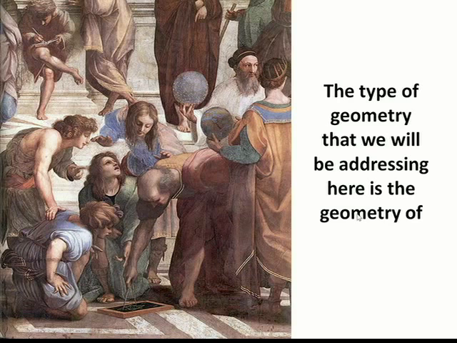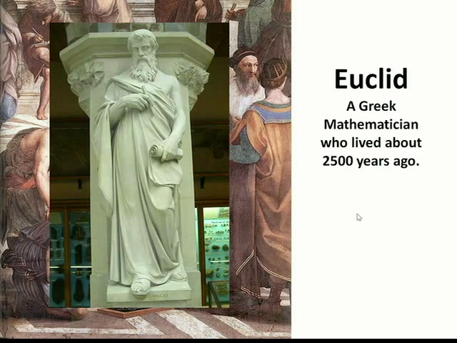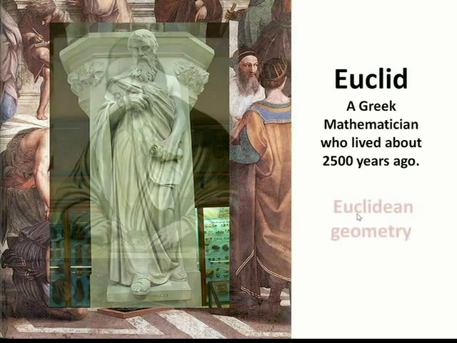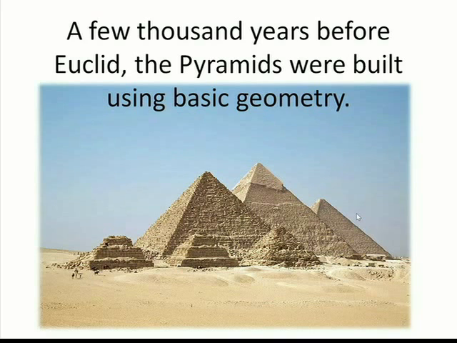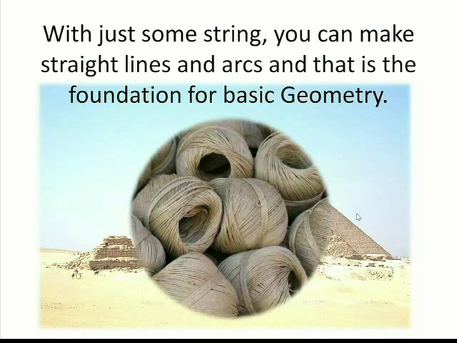The type of geometry that we will be addressing here is the geometry of Euclid, a Greek mathematician who lived about 2,500 years ago. We'll study Euclidean geometry. For a few thousand years, all geometries were Euclidean geometries because the new geometries, the non-Euclidean geometries, have only recently been invented or discovered. A few thousand years before Euclid, the pyramids were built using basic geometry. With just some string, you can make straight lines and arcs, and that is the foundation for basic geometry.